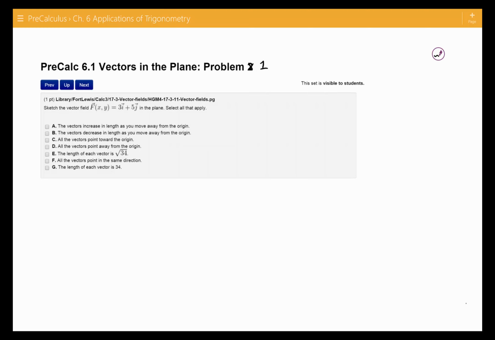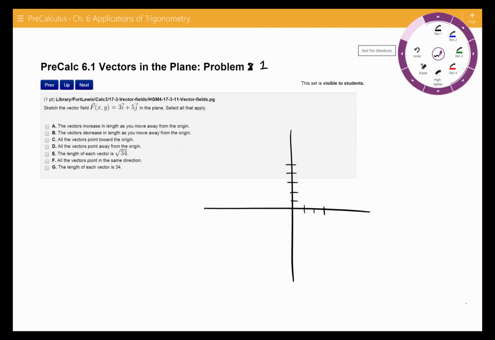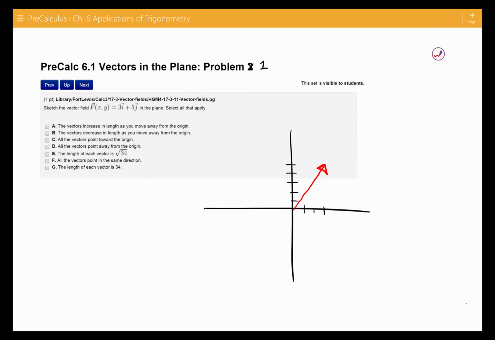Okay, this is 6.1 homework help. All right, the first problem wants us to sketch this vector in the plane. So 3i, 5j means it goes over 3 and up 1, 2, 3, 4, 5. So the vector, if I place the tail at the origin, would go over 3, up 5.